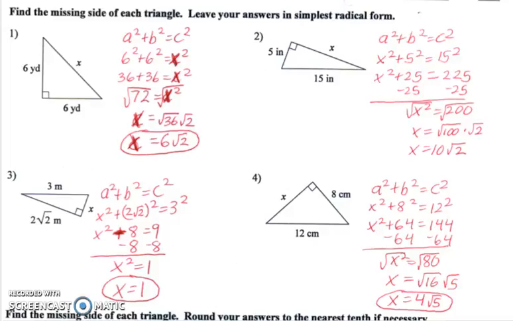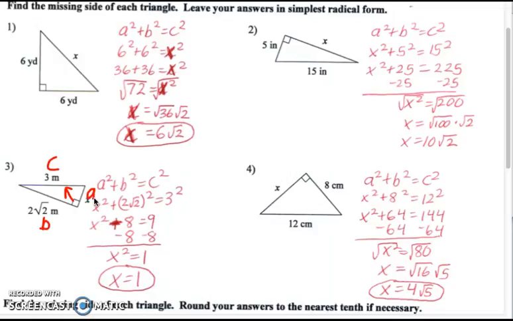All you're doing is substituting again into the a squared plus b squared equals c squared. It doesn't matter which one is our a and b, they're both legs. I went ahead and called this a, this b. Of course, our c is always across from the 90 degrees. It is the hypotenuse. And also remember too, when you are squaring the 2 radical 2, make sure you put parentheses around the 2 radical 2 before you square it. There's all your work.